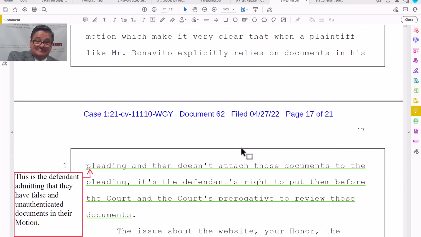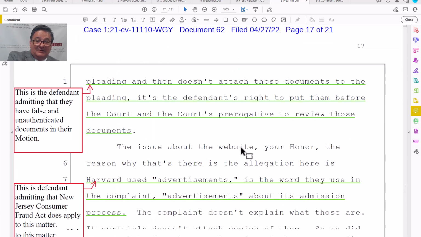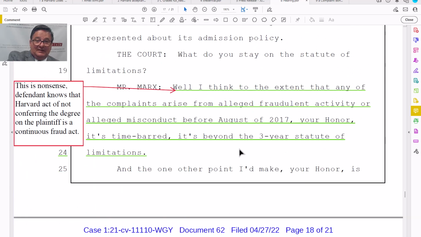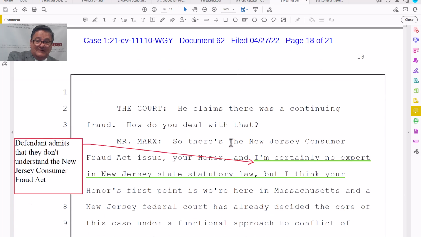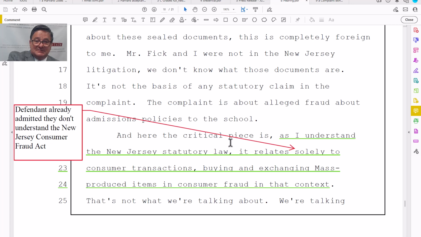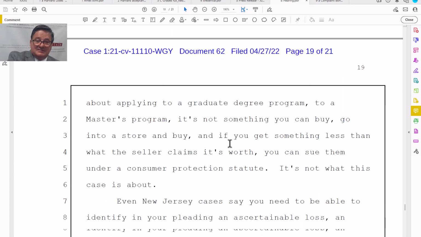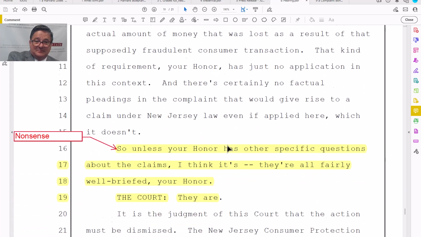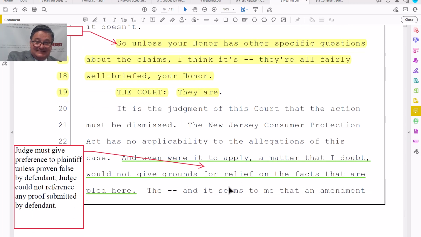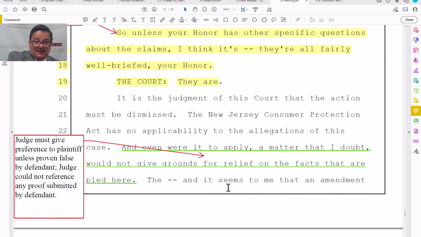And then he's talking about how this is all nonsense. It's all false stuff in here. Their whole complaint, it's time barred. There's no time bar if it's continuing fraud. Talking about New Jersey law, which is nonsense. Again, this is all nonsense because you have 10 minutes. Now, this is funny. "So unless Your Honor has other specific questions about the claim, I think they're all fairly well briefed, Your Honor." What does he say? Yes, they are. They're all false documents. They're not briefed well. This is hilarious. It was fun being up there.